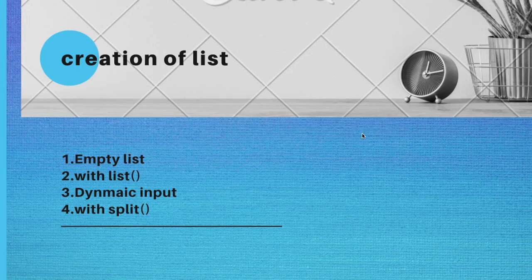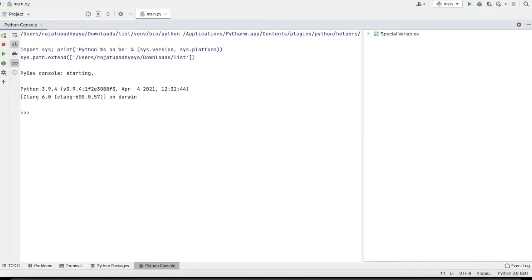First we will see how we can implement an empty list. Here I am creating one empty list. A list is denoted by square brackets. Now we'll check the type of A. I have told you about the type function before. You will see this is list. That's how we create an empty list. Next we will see how we can create a list with the help of the list function.